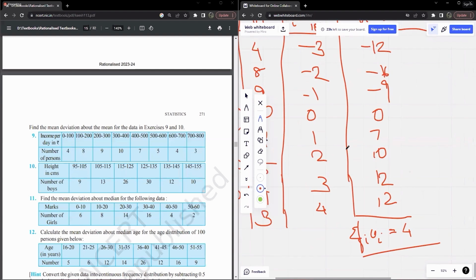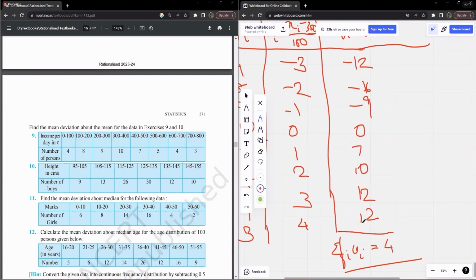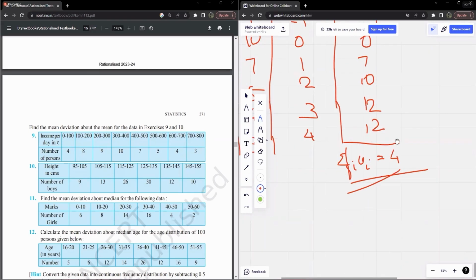That's it. Because the positive part is basically 17 plus 24, that's 41. And the negative part is 12, 16, 28 plus 9 is 37. Right? 41 minus 37 is 4. This is your answer. Cool.